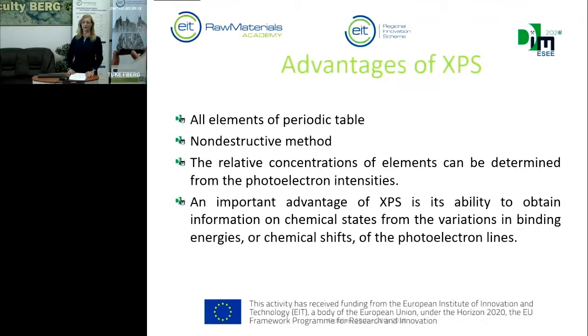is its ability to obtain information on chemical states from the variations in binding energies or chemical shifts of the photoelectron lines. It means that sometimes it's very good to know the oxidation state of the elements. For example, antimony in the oxidation state 3+ is more toxic than antimony in oxidation state 5+. And this method is very clever. It's so nice for measuring these characteristics.